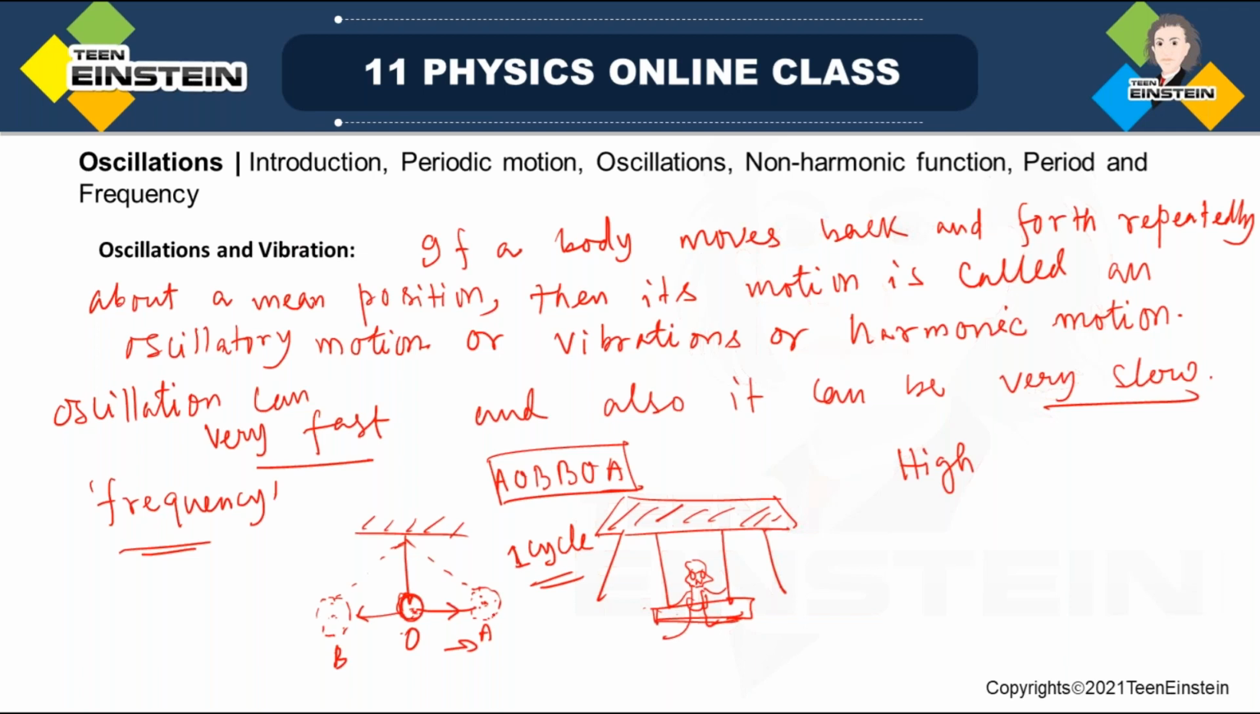one full cycle. So the number of full cycles per second is called frequency. High frequency oscillation is called vibration.